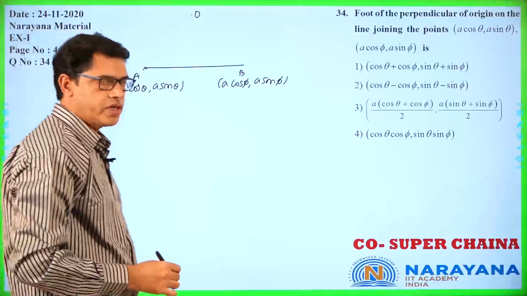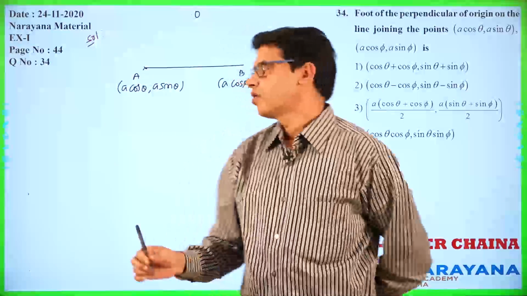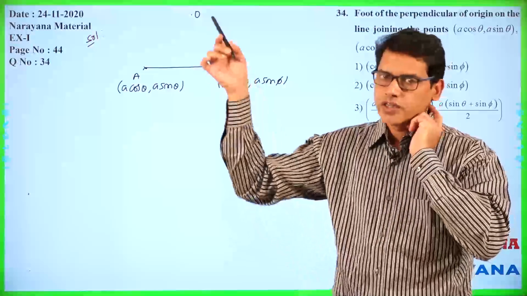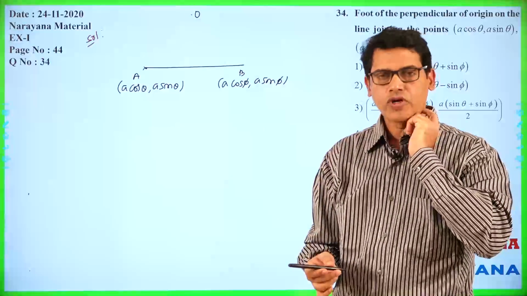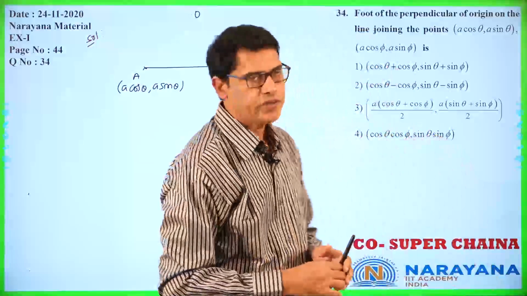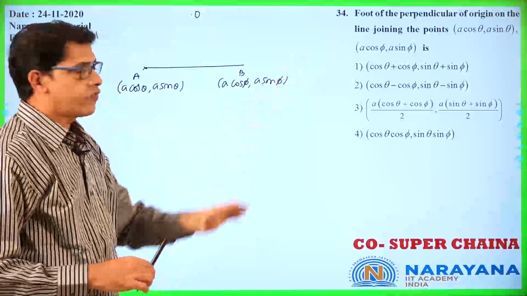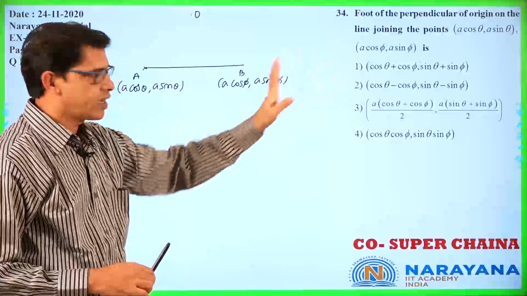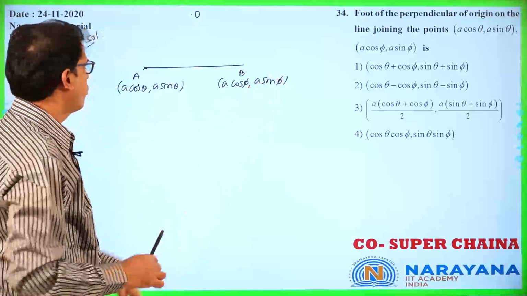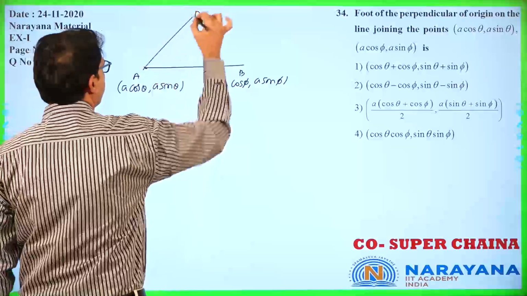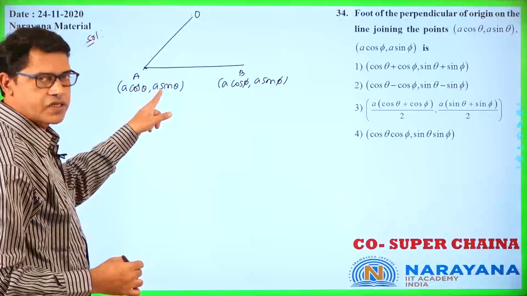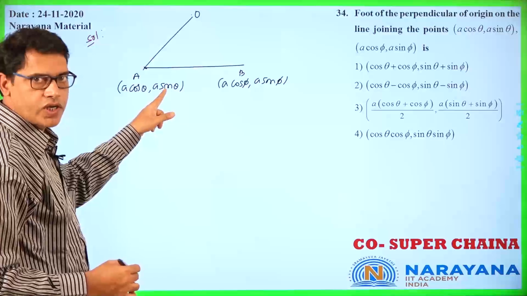What is the general method? We need to find the equation of AB, then find the foot of the perpendicular. It takes more time, but if you observe the question keenly, you can find the answer directly, without putting the pen on the paper. You see here O is the origin. So what is the length of OA? a square cos square plus a square sin square. Length of OA equals a.